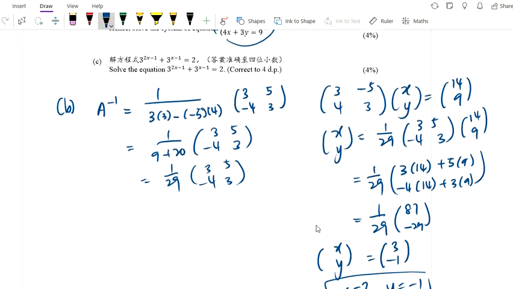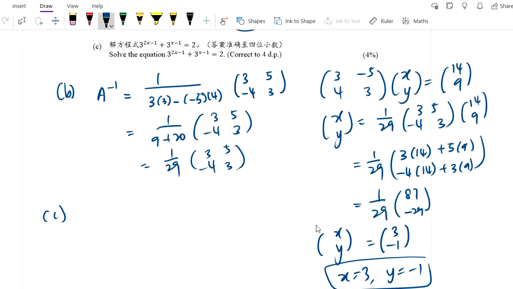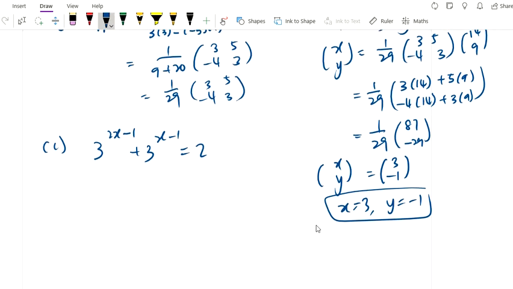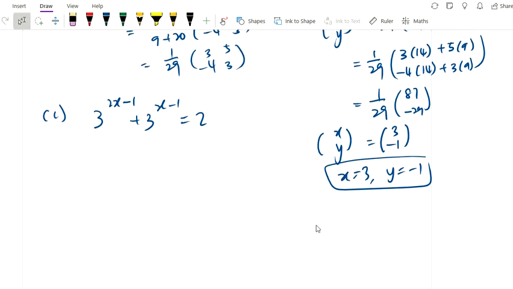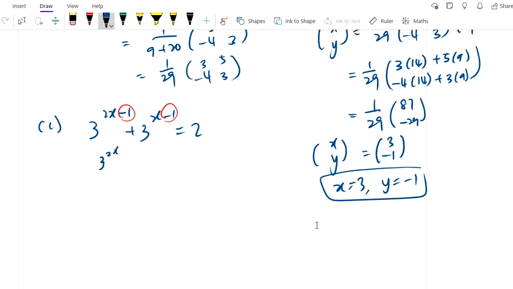In this question, 2 times 3 to the x minus 1 plus 3 to the x minus 1 equals 2, and we have to correct to 4 decimal places, which means the answer will be very ugly. But before that, what should we do? The first thing we have to do is try to get rid of this negative 1, so we multiply the whole thing by 3 to the negative 1, which is 1 over 3. I'll write it like this: 2 times 3 to the x over 3 plus 3 to the x over 3 equals 2.